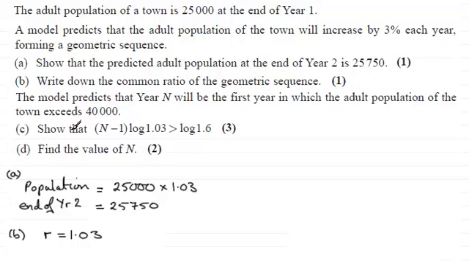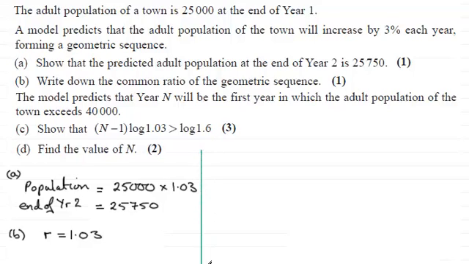Now for the next part, we're told that the model predicts that year n will be the first year in which the adult population of the town exceeds 40,000. And we've got to show that n minus 1 times the log of 1.03 is greater than the log of 1.6 for 3 marks. And then we've got to go on to find the value of n for 2 marks. So if you'd like to have a go at this part now, pause the video. Okay, welcome back then if you had a go.